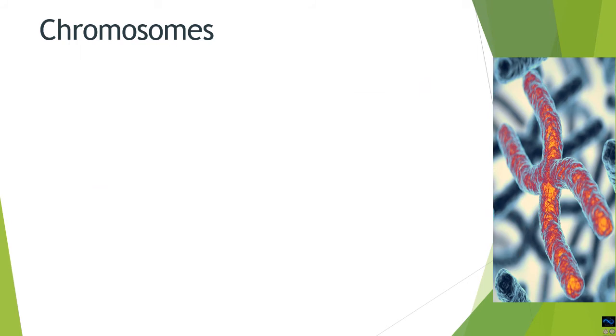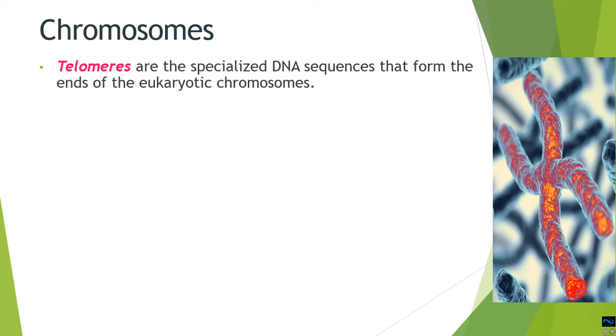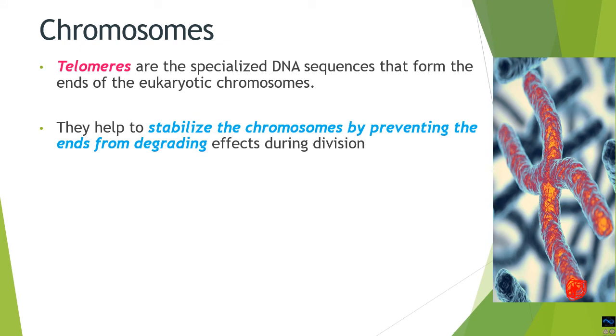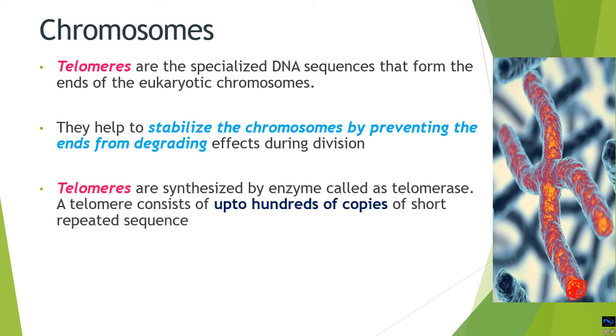Another important area of these chromosomes are the telomeres, that is the tips of the sister chromatids of the chromosome. The central region you already know is what? Centromere, and the tips are called the telomeres. Telomeres are the specialized DNA sequences which make up the ends of the eukaryotic chromosome. They help in stabilization of the chromosome and prevent these ends from degrading by the effects of division. And they are synthesized in the cell by specialized enzymes called telomerases. Telomerases are the enzymes which synthesize the telomere region of the chromosome.